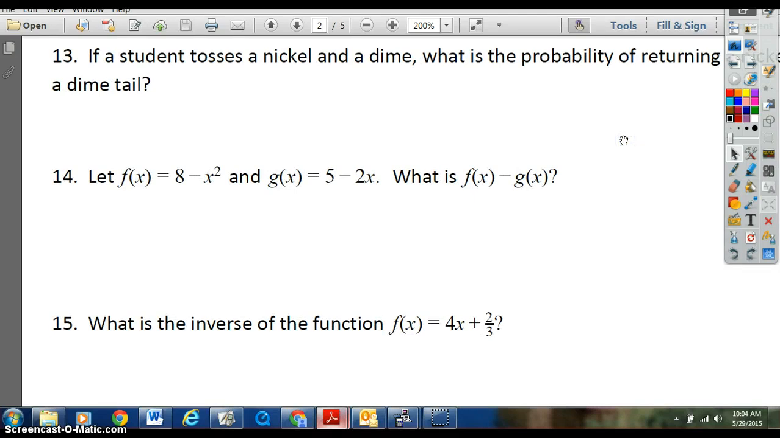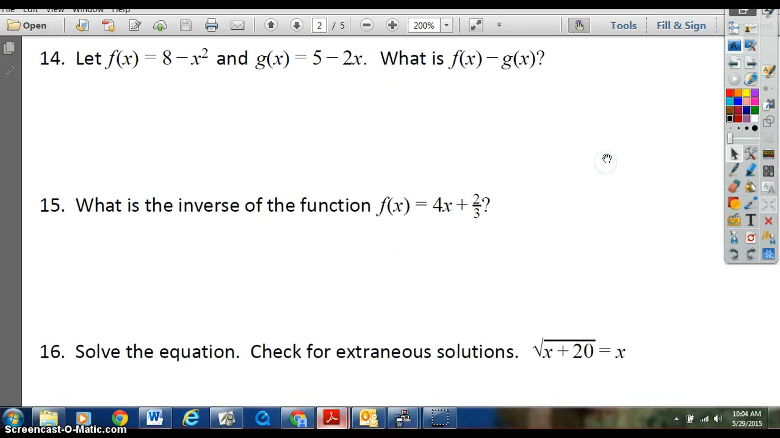Okay, probability won't be on there, so don't even worry about 13. Let's go to 14 and 15. 14, f of x is 8 minus x squared, g of x is 5 minus 2x. So we're just going to do subtraction here: 8 minus x squared minus (5 minus 2x). So 8 minus 5 is 3, negative x squared stays as is, plus 2x.